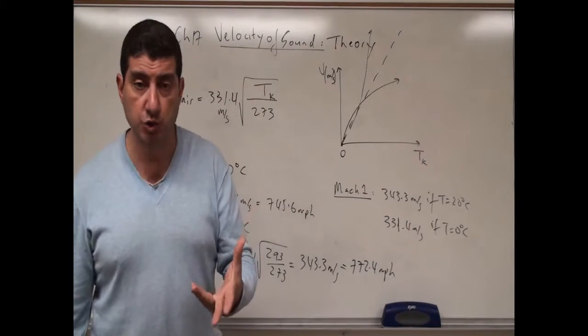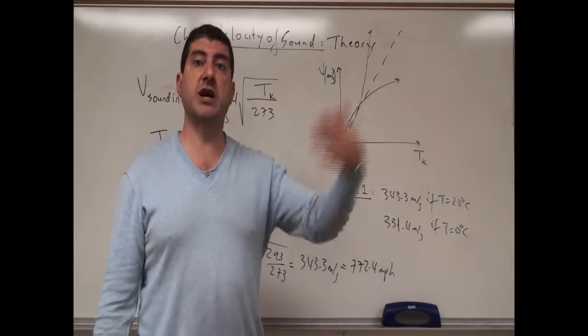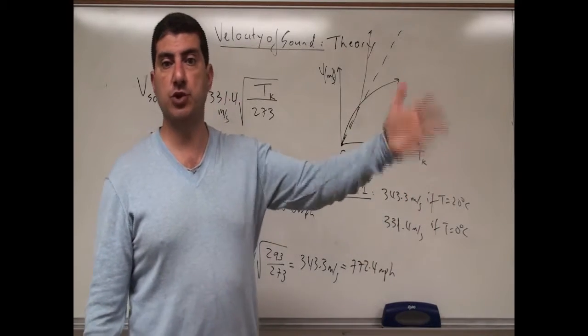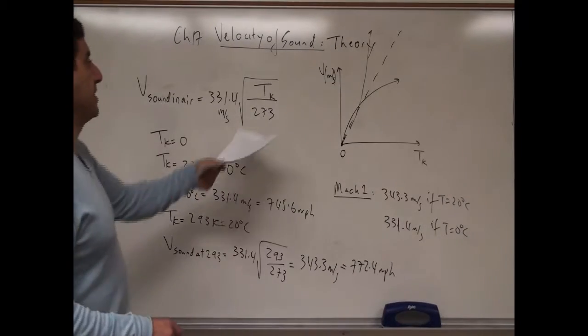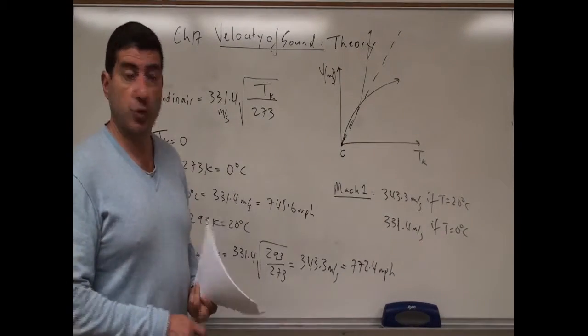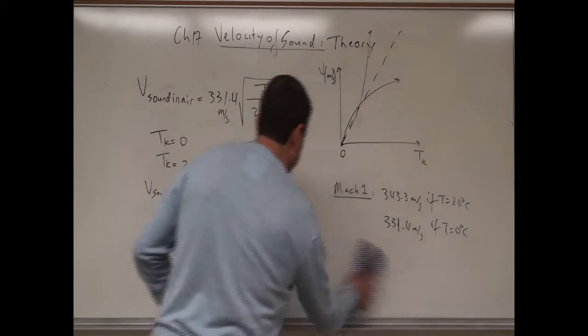If you're going Mach 2, then you're going twice that speed. Mach 3, 3 times that speed, and so on and so forth, 4, 5, 6, 7. Okay? So let me explain why the square root relationship comes about.